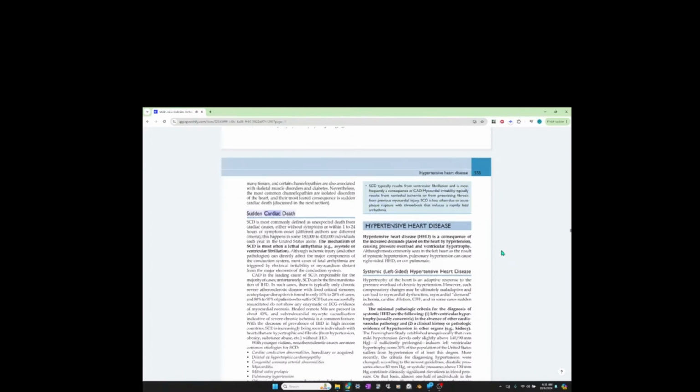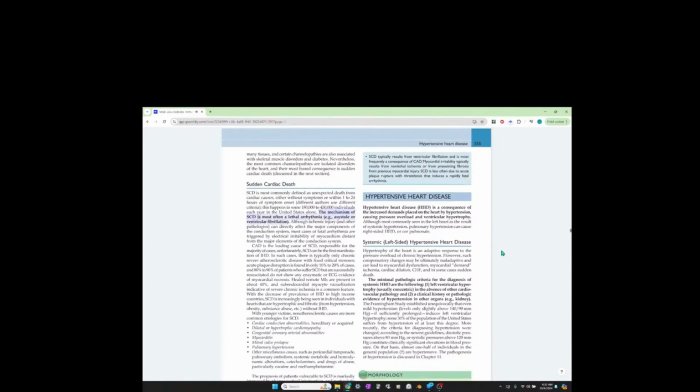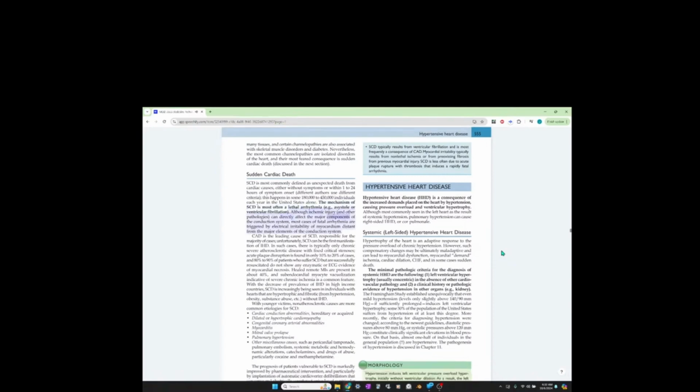Sudden cardiac death. SCD is most commonly defined as unexpected death from cardiac causes, either without symptoms or within 1 to 24 hours of symptom onset. This happens in some 180,000 to 450,000 individuals each year in the United States alone. The mechanism of SCD is most often a lethal arrhythmia. Although ischemic injury can directly affect the major components of the conduction system, most cases of fatal arrhythmia are triggered by electrical irritability of myocardium distant from the major elements of the conduction system.